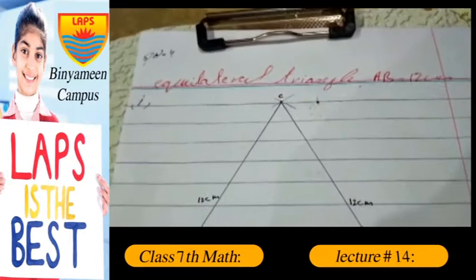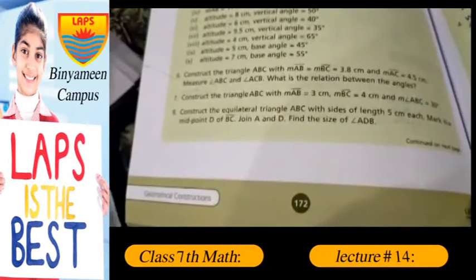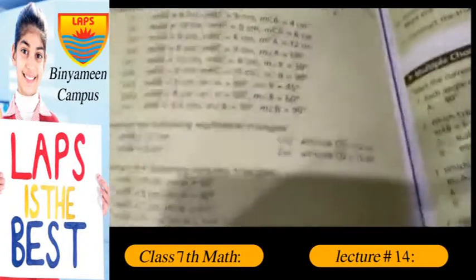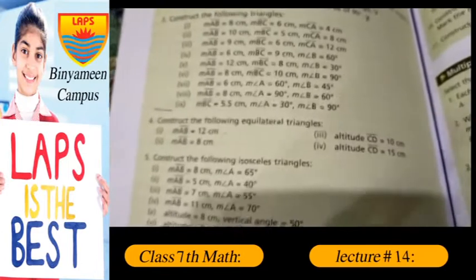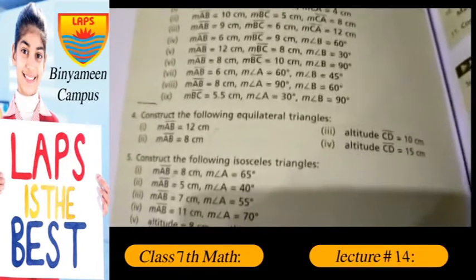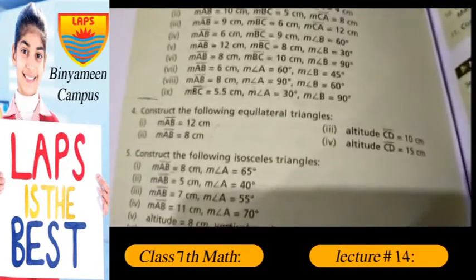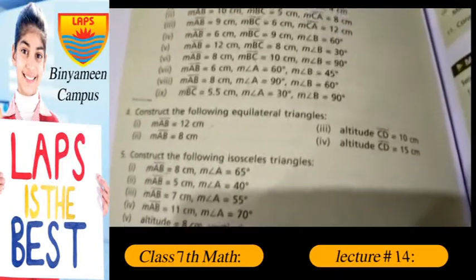Today I deliver a lecture on page number 172. Question number 4. Construct the following equilateral triangles. First part I do for you. Measure side AB is equal to 12 centimeter.